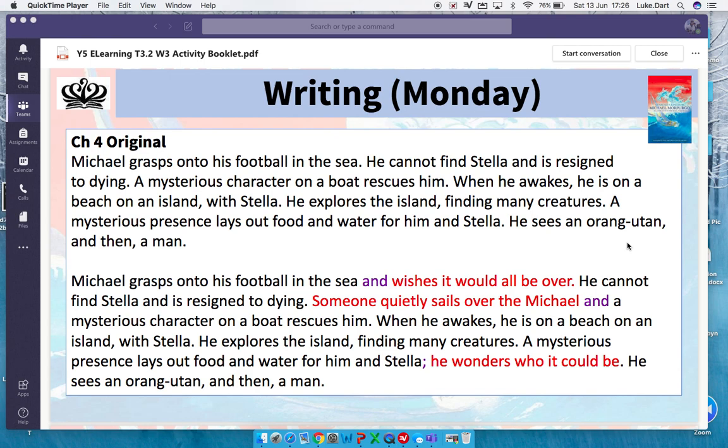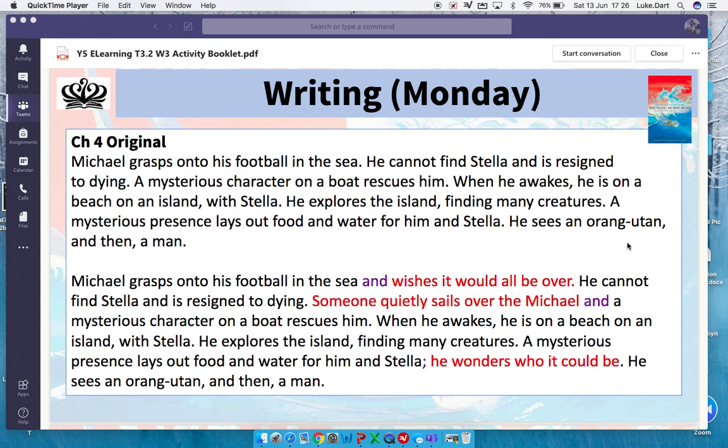Now, Michael grasps onto his football in the sea is a simple sentence. We know who it's about, we know what's happening and where. What I've done by adding in the conjunction of and is I'm trying to make my simple sentence a bit more detailed with more information. And by adding and wishes it would be all over, it turns a simple sentence into a compound sentence.